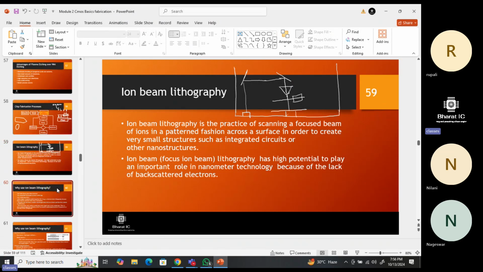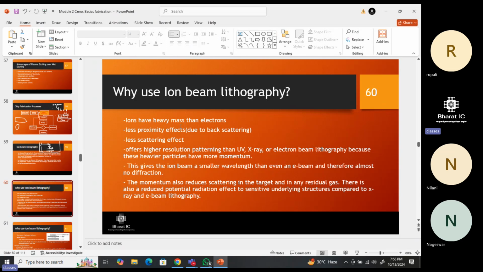Now coming to what is the use of ion beam lithography. Ions have heavier mass than electrons. Less proximity effect due to backscattering, less scattering effect. They are very precise and pointed, offering higher resolution patterning than UV. Earlier it was UV and X-rays. UV used to be one of the light sources earlier. Currently they are using ion beam. It offers higher resolution patterning than UV lithography because these heavier particles have more momentum.